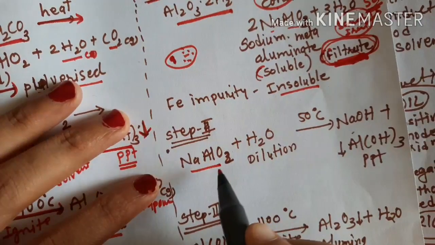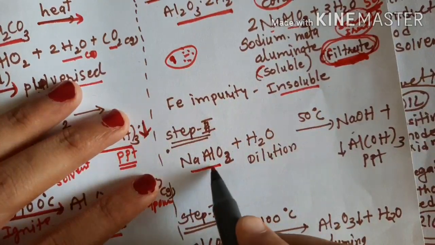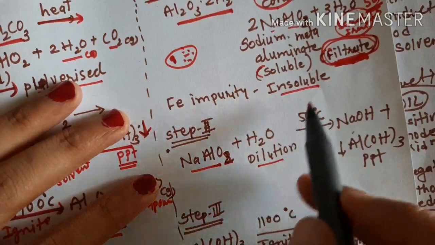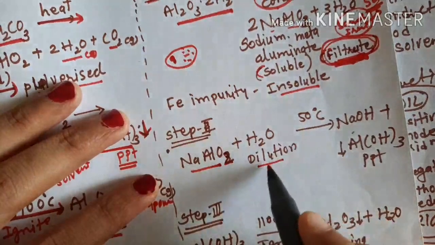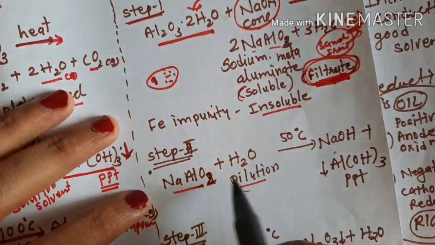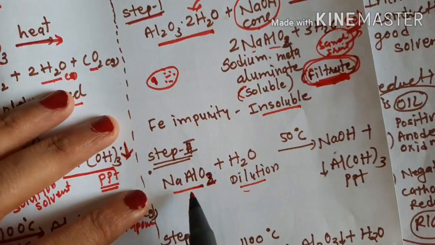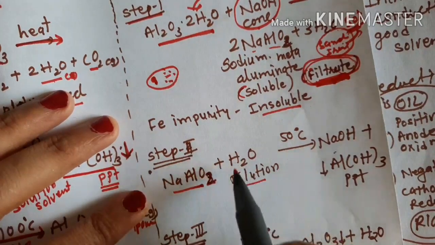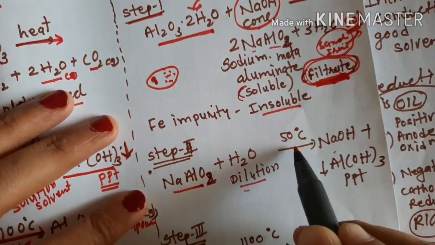Sodium meta-aluminate filtrate we have. Now this filtrate is diluted with water. The filtrate we are getting, we dilute with water and heat at 50 degrees centigrade. Why do we dilute? We wash this sodium meta-aluminate, we are washing it. So we make a dilution at 50 degrees centigrade temperature.